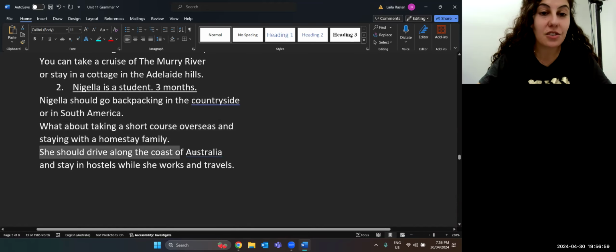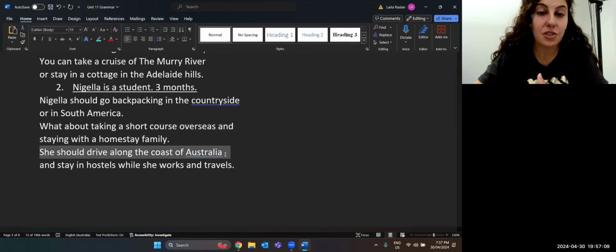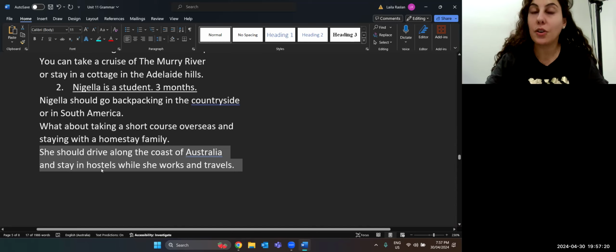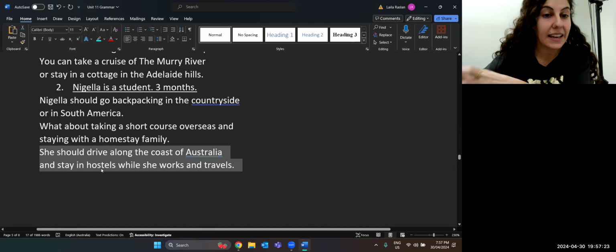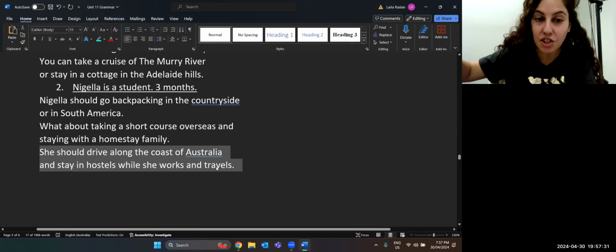We could say she should drive along the coast of Australia. Okay, all she needs is a car. She could just drive around Australia. Now she needs money for petrol and food, but she has some money, and she's got time, 3 months, and she can stay in hostels. So remember, hostels are not hotels. Lots of people stay in the one room, but there's beds. That means at the same time, she works and travels. So she could move around. And 3 months, that's a good amount of time.